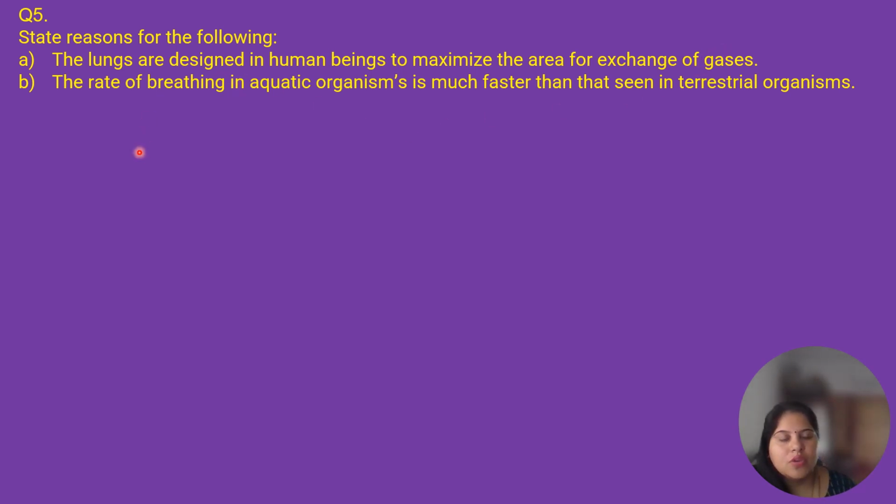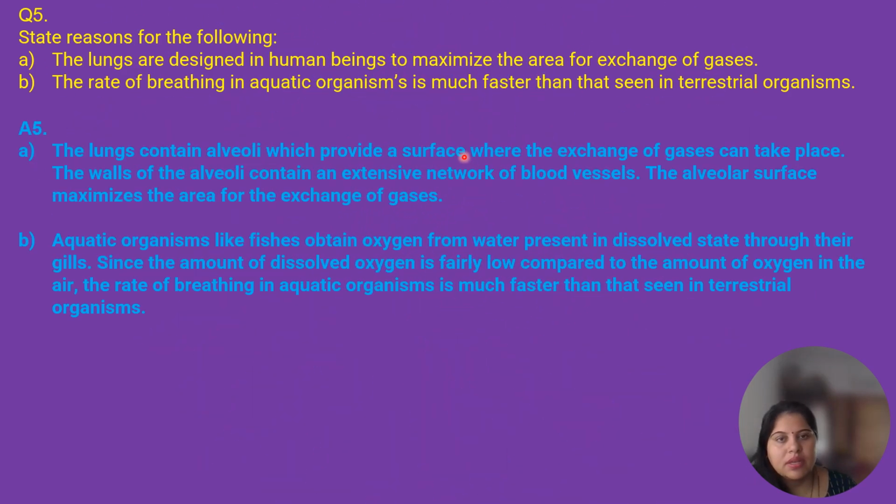How? In the lungs there are bronchi, then bronchi further bifurcate into bronchioles, then bronchioles further bifurcate into primary, secondary and tertiary, then again they get divided into alveoli. So alveoli is the site of gaseous exchange in the lungs. The lungs contain alveoli, and alveoli provide the surface where the exchange of gases takes place, means exchange of oxygen and carbon dioxide takes place in the alveoli.